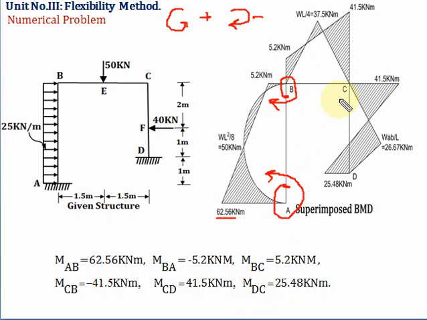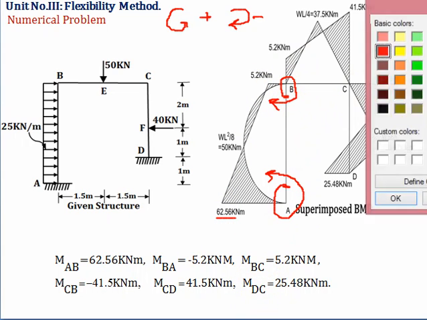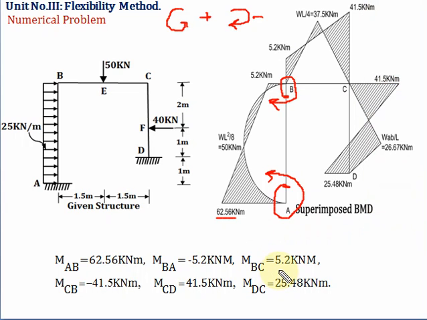Then in member BC, the moment is 5.2. So it is plus. That means here I will rotate the joint B in anti-clockwise direction, and it should cut the member once. So here the value 5.0 is above the line BC.